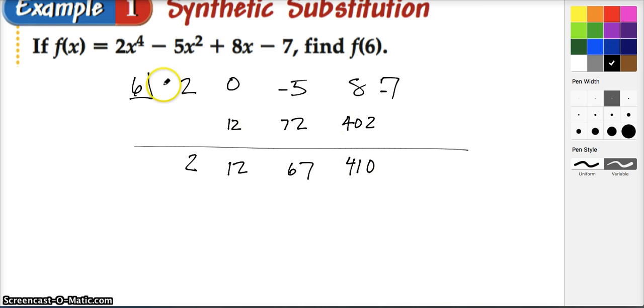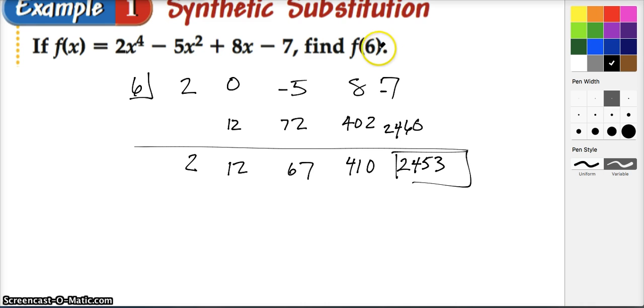410, right? When I multiply 6 times 410, 6 times 0 is 0, 6 times 1 is 6, 6 times 4 is 24. So I have 2,460. When I add negative 7, it's like subtracting 7, I get 2,453. Does that make sense? So if I were to plug 6 into this function, I'd get this.